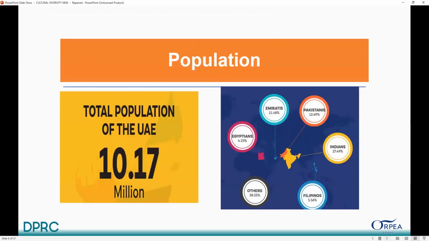What is the population of the UAE? The total population of the UAE is 10.17 million. It includes 4.23% Egyptians, 12.69% Pakistanis, 27.49% Indians, 5.56% Filipinos, and 38.55% others, and Emiratis are 11.48%.